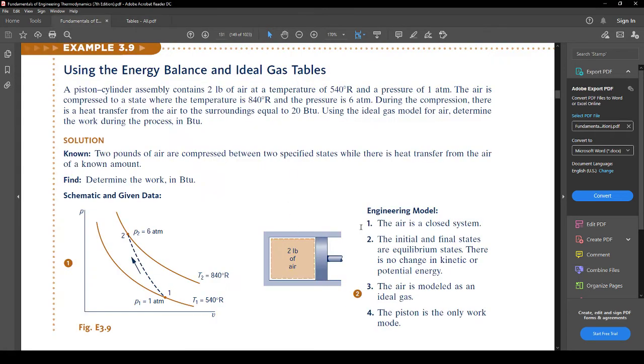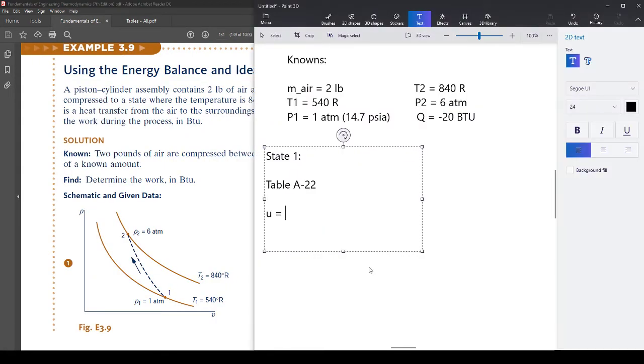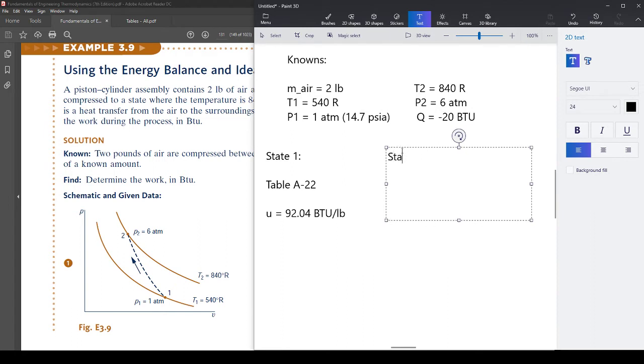92.04 BTUs per pound, right? So that's state 1. We have found that pretty straightforward. Now we have to go to state 2. Because remember, since this is air, we don't need anything else, right? Our goal is to find just the internal energy or the enthalpy for these problems. And since we don't need anything else, like pressure or anything, we can move on, right?